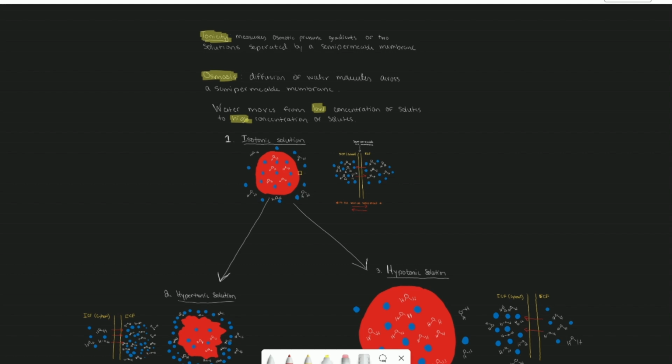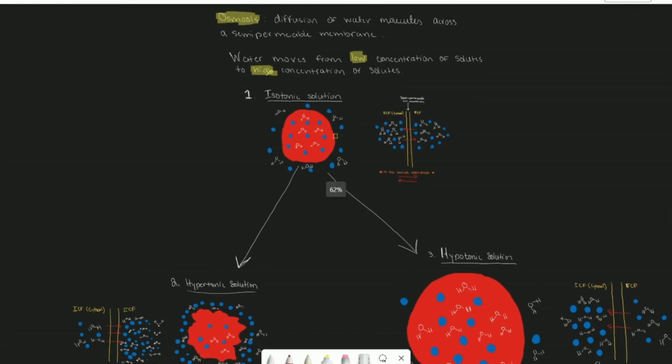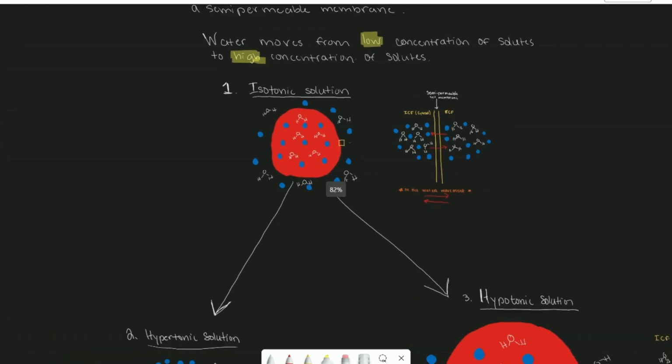To understand what tonicity is inside of the cells, you got to understand what osmosis is. Osmosis is the diffusion of water molecules across a semi-permeable membrane. Basically, the way that osmosis works is that water is just going to follow the solutes. So water is going to be moving from a low concentration of solutes to a high concentration of solutes. So I drew the three different types of solutions that we have.